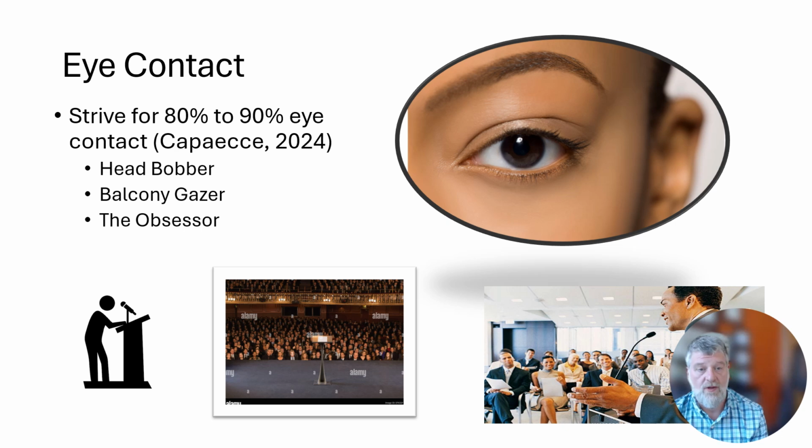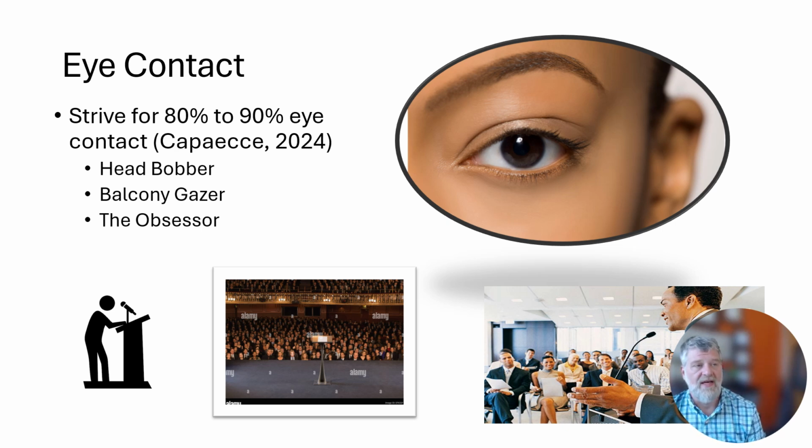According to the author of chapter 12 of our textbook, Capisci, in 2024, we should strive for eye contact with the audience between 80 and 90% of the time. And we have a couple of different patterns that are discussed in the textbook. First is the head bobber. Again, that's a person who has some notes. They have the notes in front of their face, and they will put the notes down and talk and then bring them up. You see that a lot with people who are behind lecterns.